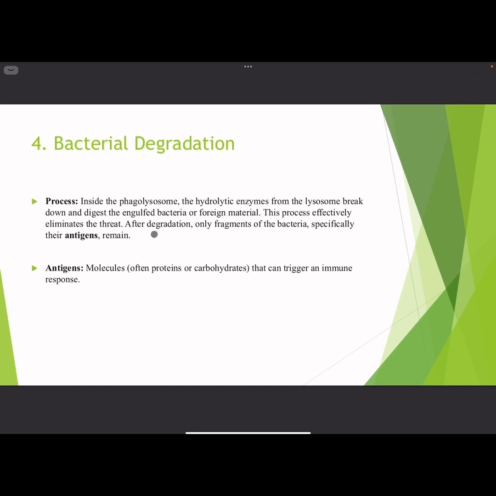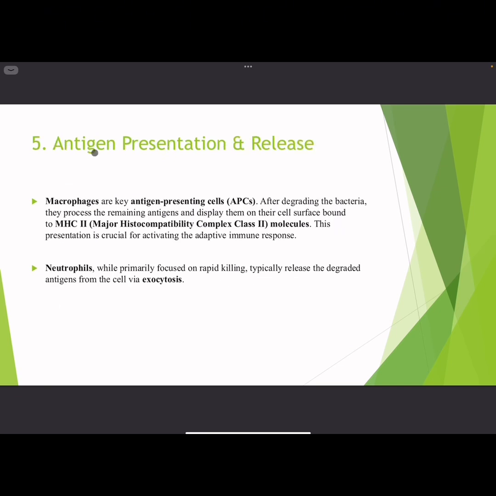After the digestion, only tiny fragments of the bacteria remain, especially their antigens. Antigens are like unique molecules that can trigger an immune response. Now for step 5, it is antigen presentation and release. Macrophages are key antigen presenting cells. They present the antigens to the immune system so that the immune system would recognize it further on.